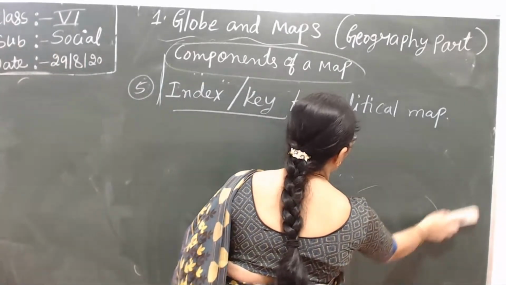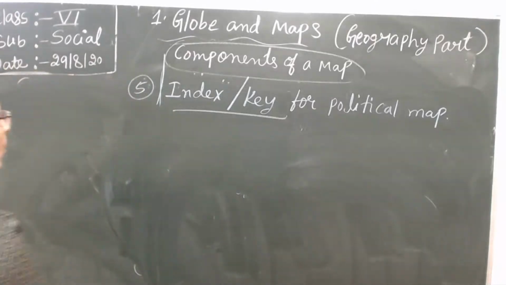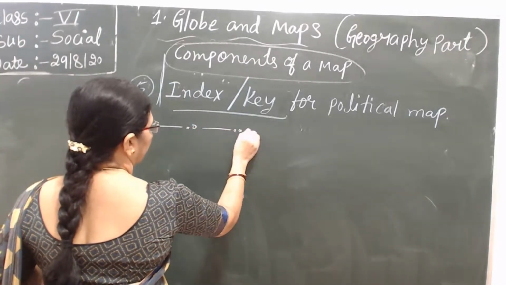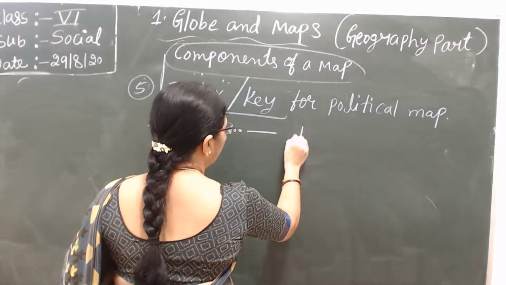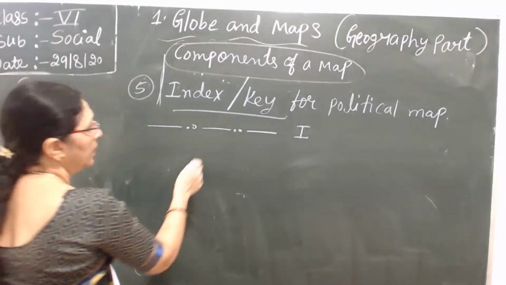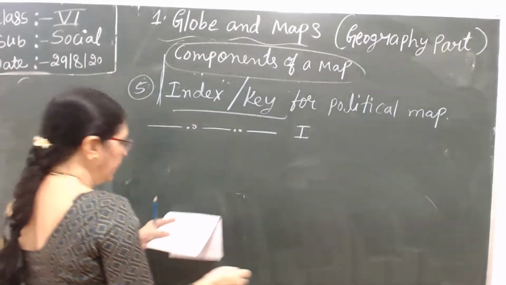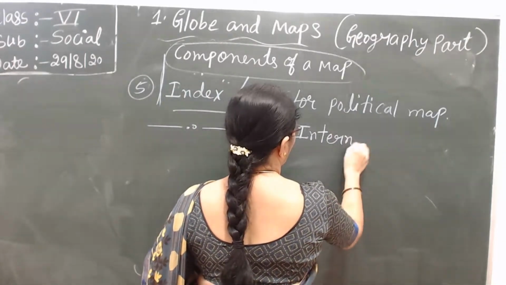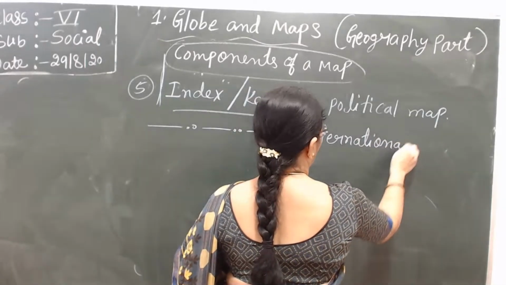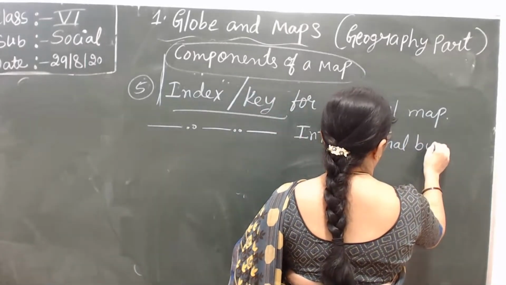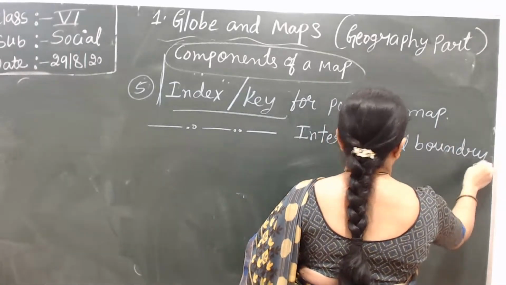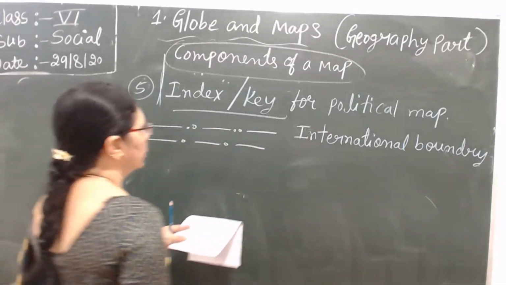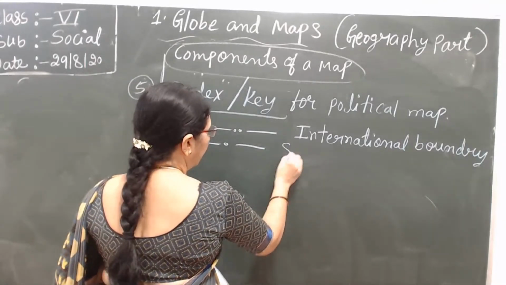Next, index for political map. Some symbols for political maps. It shows the international boundary. Next, this index shows the state boundary.